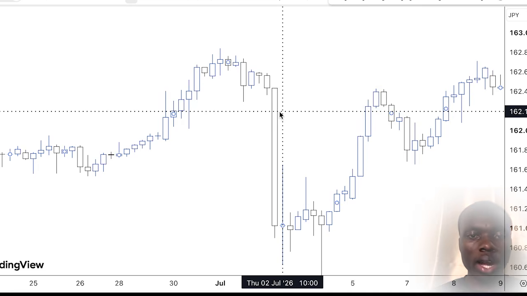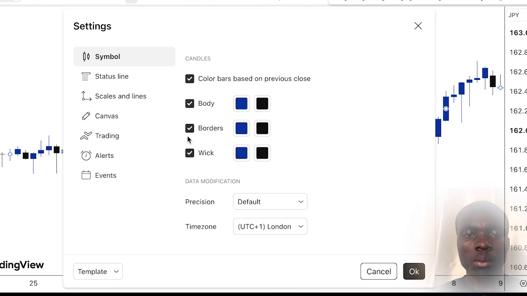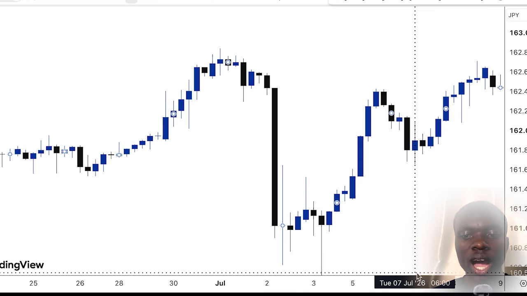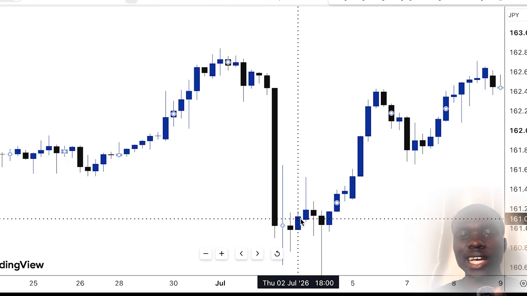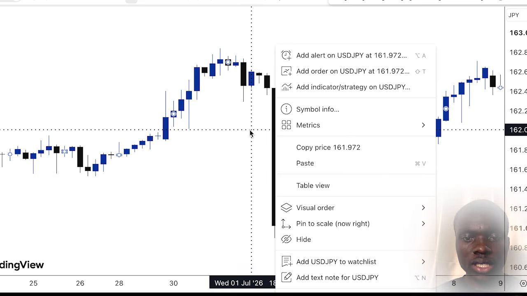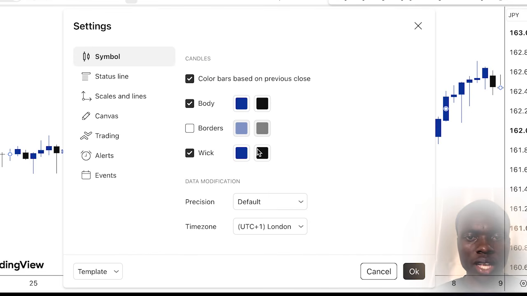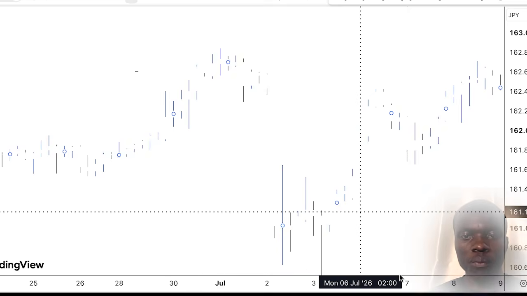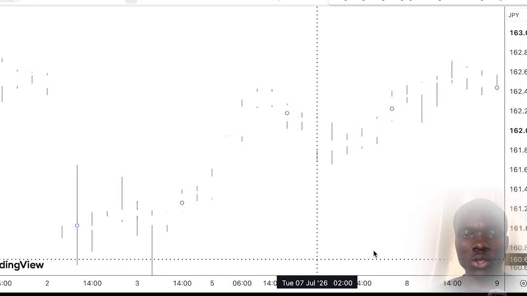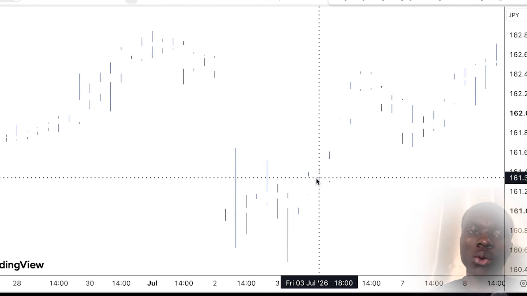So let's go back. Let me show you now. Let's turn back on the body and let's turn off the borders, and okay. So as you can see, there's a slight difference. There is some border on it. To show you this more appropriately, I'm going to turn off the body as well, so you understand what I'm saying. Okay, now you can see right now, this is what's remaining. You can see these are the wicks of the candle. That's what's remaining right now.